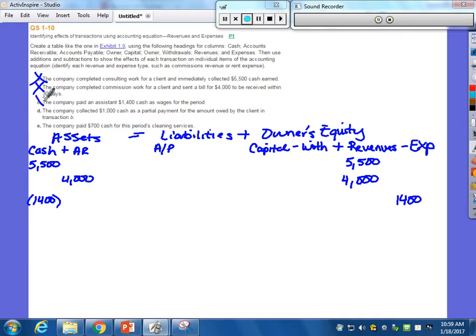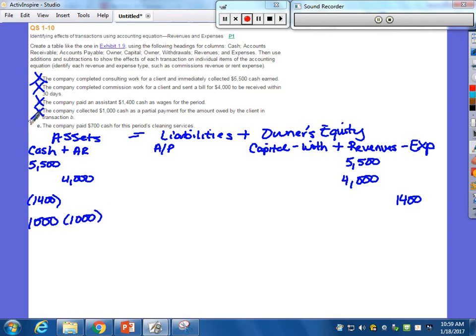Letter D. The company collected $1,000 cash as a partial payment for the amount owed by the client in transaction B. So this is the client that put it on accounts receivable back in transaction B. Now they're paying $1,000 cash towards that balance. So what two accounts are affected? Cash and accounts receivable. Does cash increase or decrease? Increases by 1,000. And accounts receivable does what? Decreases by 1,000. Very good.